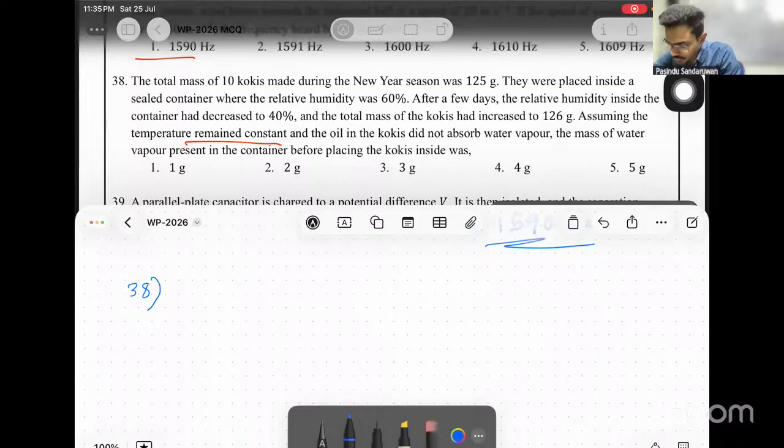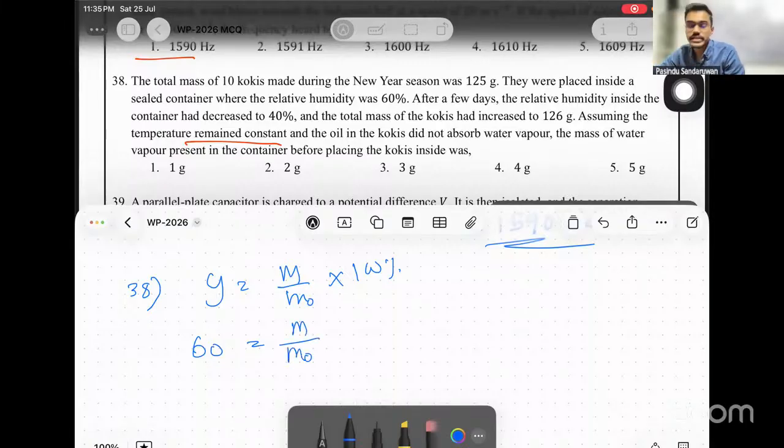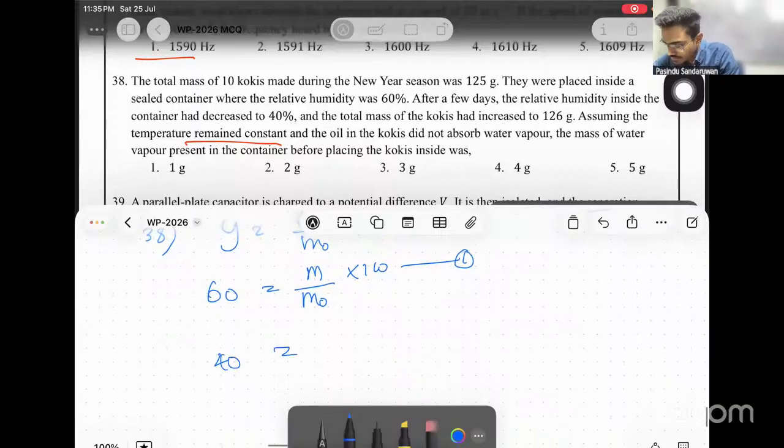Okay, so we know relative humidity can be written as M over M naught times 100%. So apply this 2 times. Initially 60, let's say the mass was M and the mass required for saturation is M naught. So 60 equals M over M naught into 100. This is equation 1. And as a second equation, 40 equals, now 1 gram is lost from the atmosphere because the cookies have absorbed 1 gram of water vapor. Then this is M minus 1 over the same M naught because temperature is same.